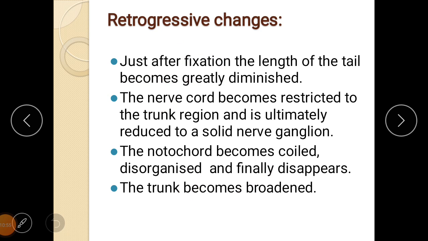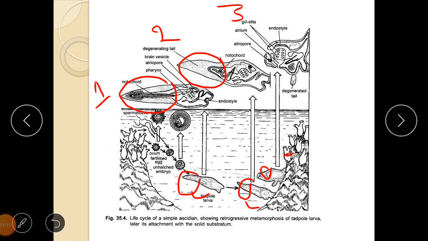Okay. The nerve cord becomes restricted to the trunk region and is ultimately reduced to a solid nerve ganglion. The notochord becomes coiled, disorganized and finally disappears. So, the notochord and nerve cord reduce their size. Just look here. This is the notochord, right? Then look at the size of the notochord. You know that in the case of the Ascidian tadpole, the notochord is confined to the tail region. So, here you have the notochord.